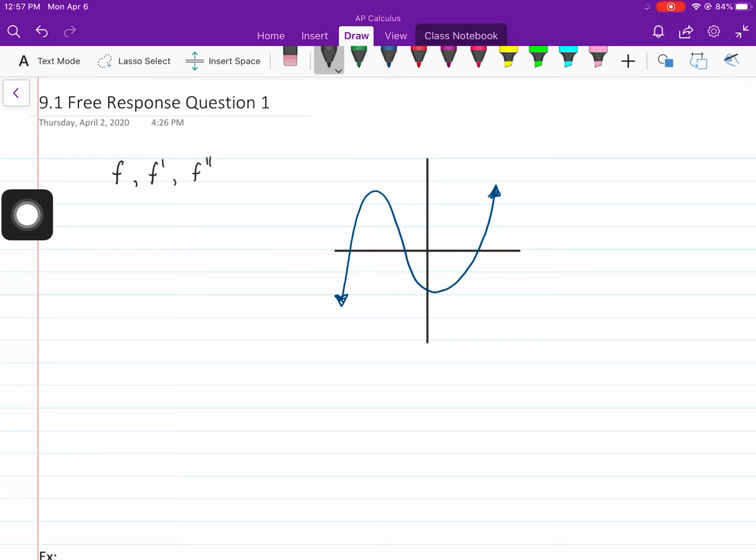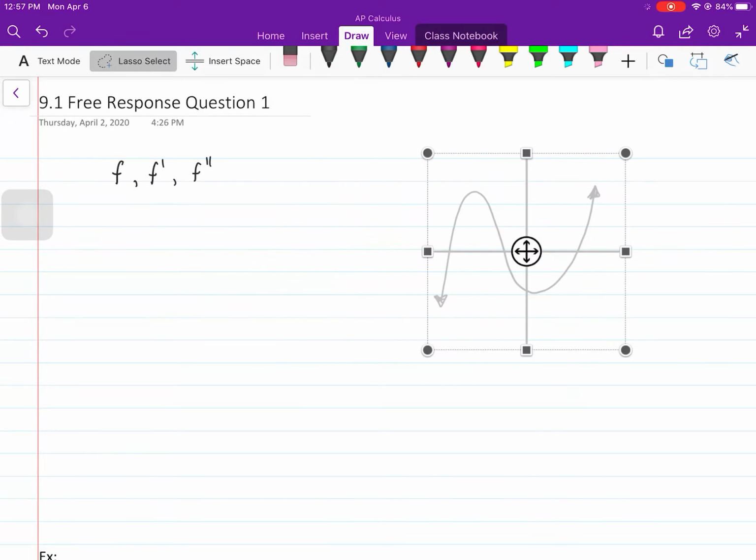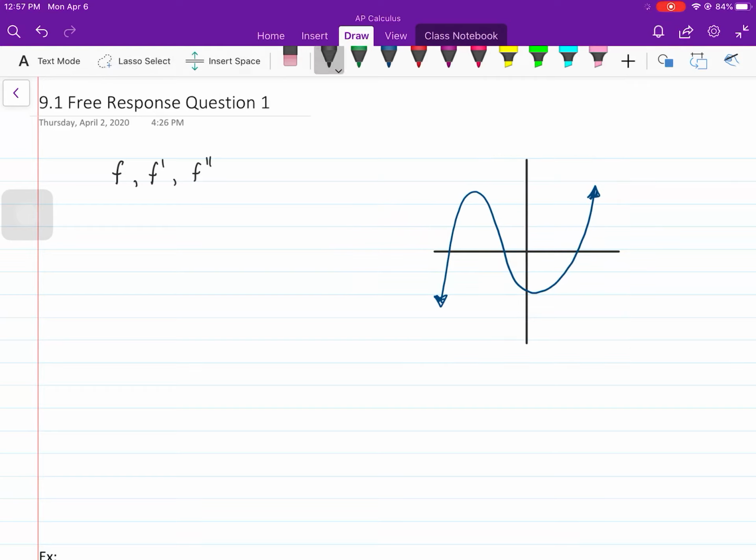So if you have f prime, let me move this graph a little more. We'll talk about the graph in a little bit. But if you have f prime, well, what does f prime tell you about f? Well, if f prime is positive, then that tells us that f is increasing. So if something's derivative is positive, then that means that its function, the original function, would be increasing.